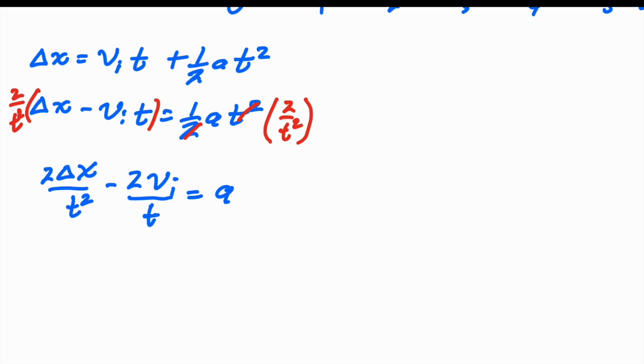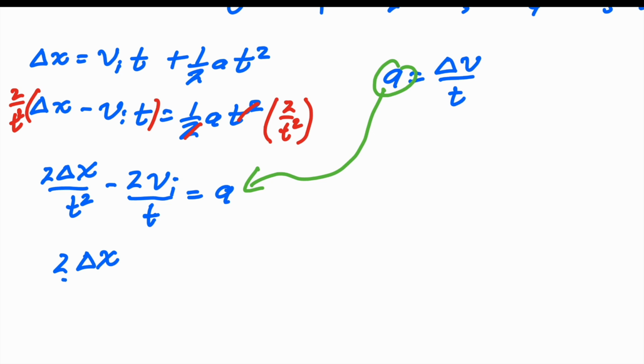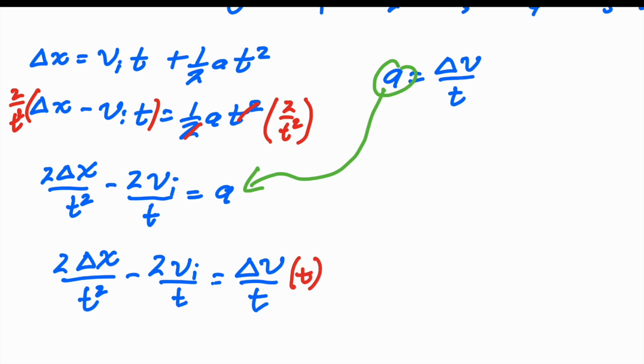The thing is, I have another equation for a. A equals delta v over t. So I'm going to substitute this in here for this. Okay, so 2 delta x over t squared minus 2 vi over t equals delta v over t. All right, this is nice because if I multiply both sides by t, some of the t's cancel out. Right? This cancels out, and one of these t's cancels out.